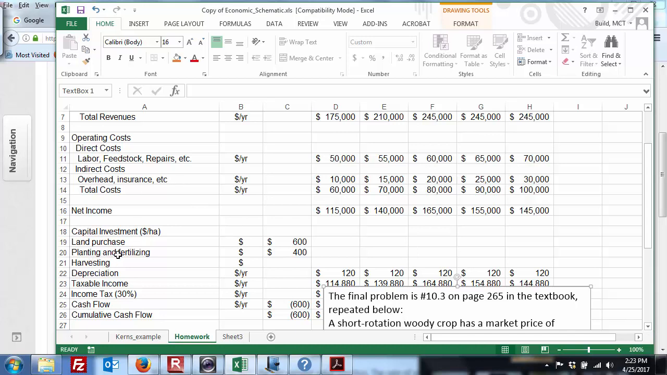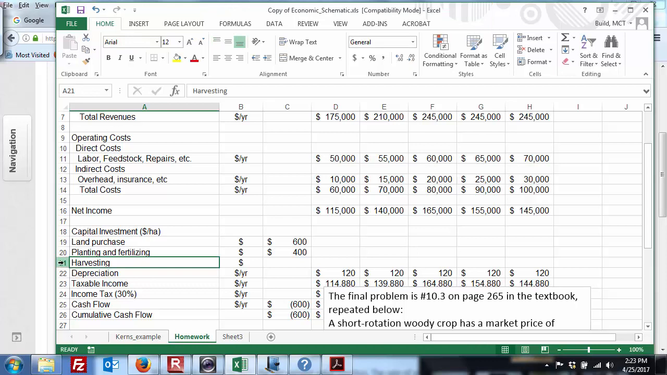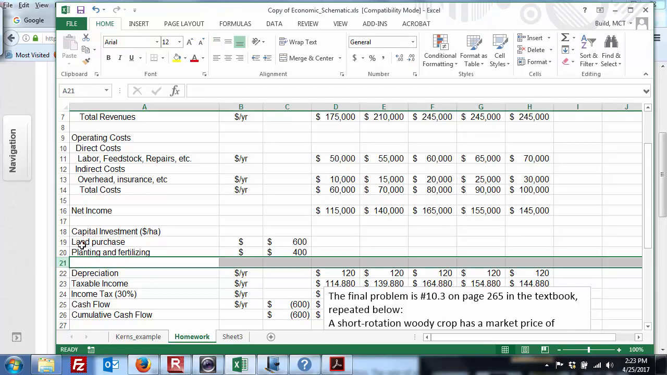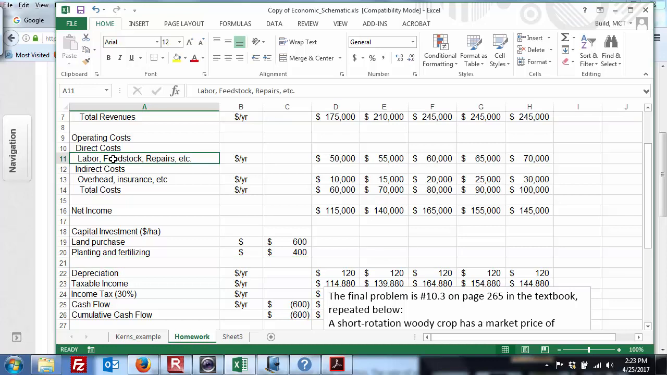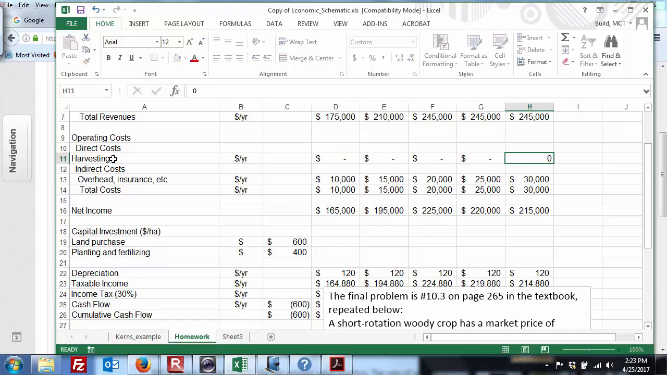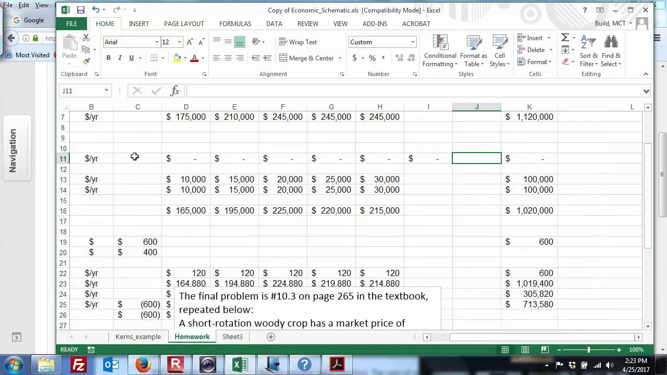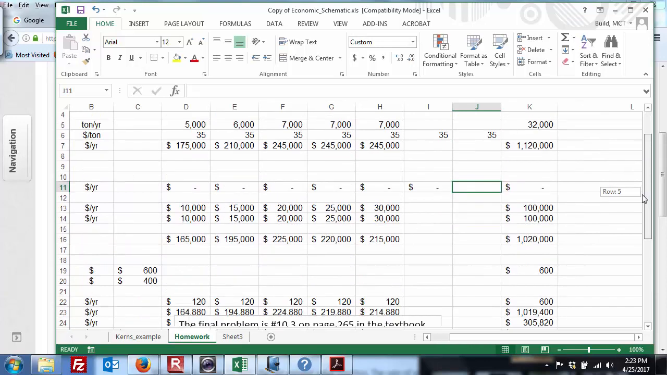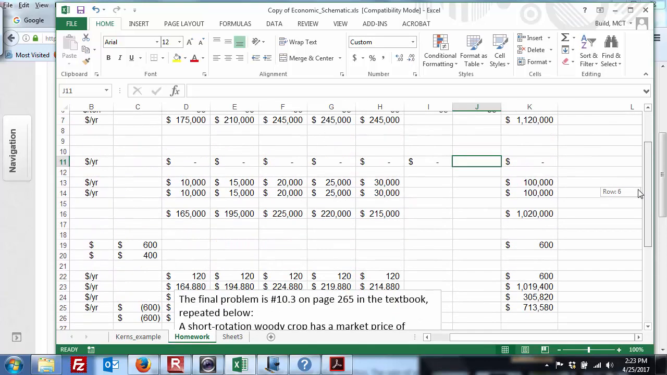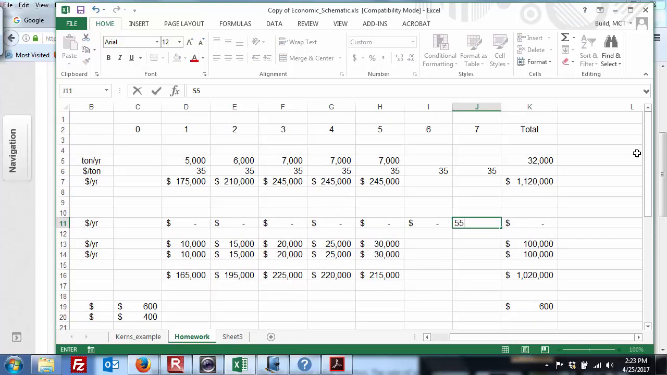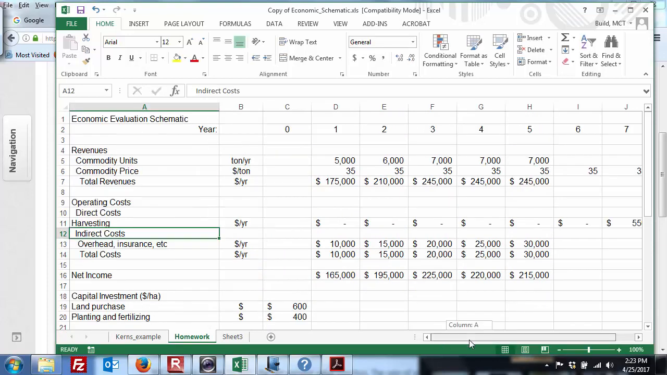Actually, let's not do this one. I don't think we want that there, because this is more labor. This is harvesting. So that's going to be 0, 0, 0. Well, you harvest in year 7. Oh, right. Harvest in year 7.